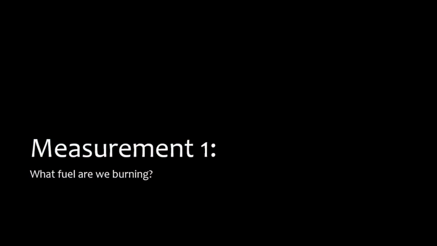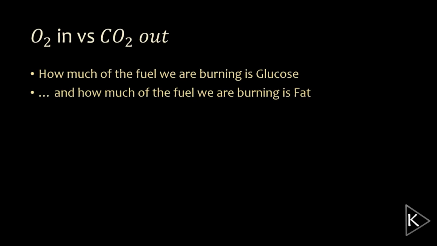So you're only looking at oxygen in and CO2 out. Actually, there's 3 things. You're also looking at oxygen coming out, because you breathe in oxygen and you use some of it, and then you breathe out the oxygen you don't use. So the amount you breathe in minus the amount you breathe out is the amount you've actually used. So that's an extra measurement. We'll talk about that in a second. So measurement number 1, what fuel are we burning? O2 in versus CO2 out. How much of the fuel we're burning is glucose, and how much is fat? So we're going to know from that test that Carl just did whether he's burning mostly glucose or mostly fat.